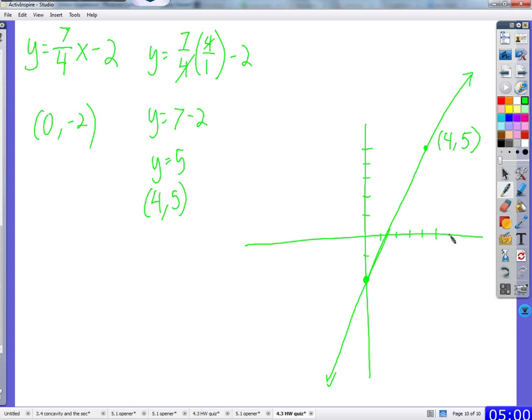What if we were to go to 6, 7, 8? I'm just going to try and draw this a little straighter. What if we were to go to x equals 8? What would you guess the y value would be?